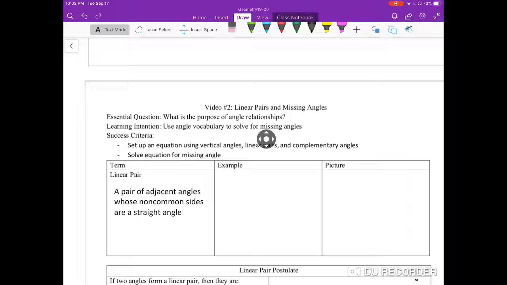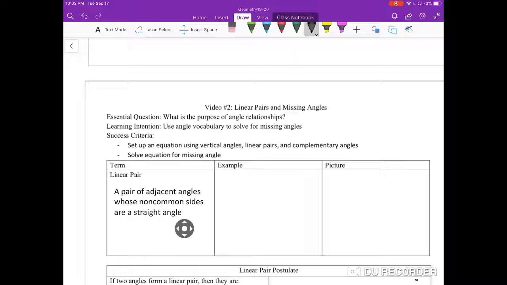By the end of this video, you should be able to set up an equation using vertical angles, linear pairs, or complementary angles. And once we have that equation, we should be able to solve. Alright, so the first vocabulary word that we have to deal with here is linear pair. It's a pair of adjacent angles whose non-common sides are a straight angle.